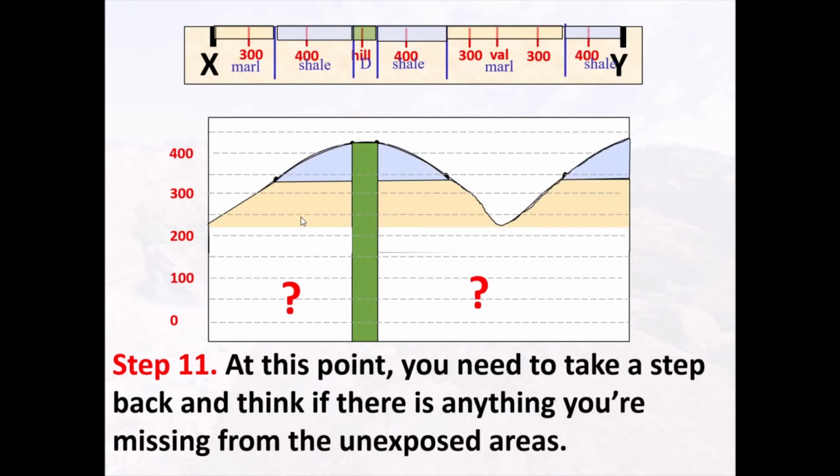At this point though, I need to take a step back and think about whether or not there's anything on my cross section that would be at depth which I can't see at surface. Okay, I know that the marl exists to this depth because I've seen it on my map along my cross section, but I don't know if there's anything beneath the marl at this point. I'm going to have to go back to the map and see if there's any information that can tell me what's at the lower reaches of our cross section. So let's take a look back at our map.